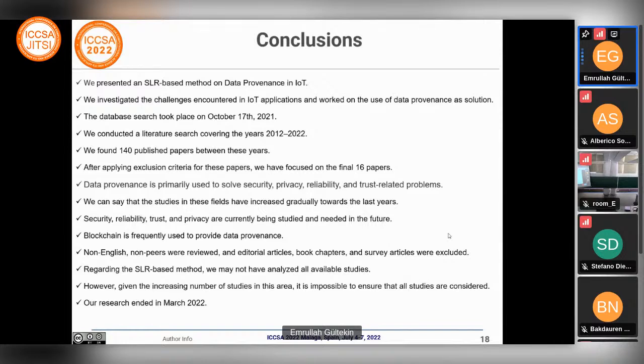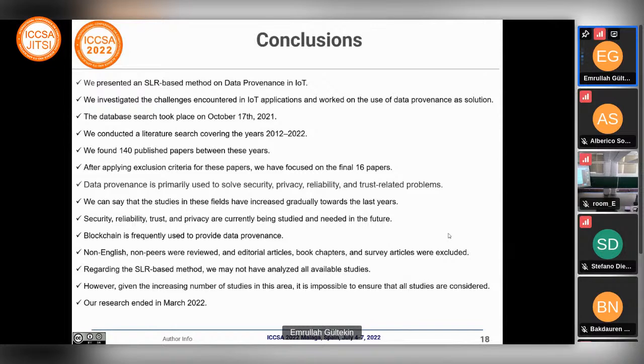Provenance is primarily used to solve security, privacy, reliability, and trust-related problems. We can say that the studies in these fields have increased towards the last years. And blockchain is frequently used to provide data provenance.